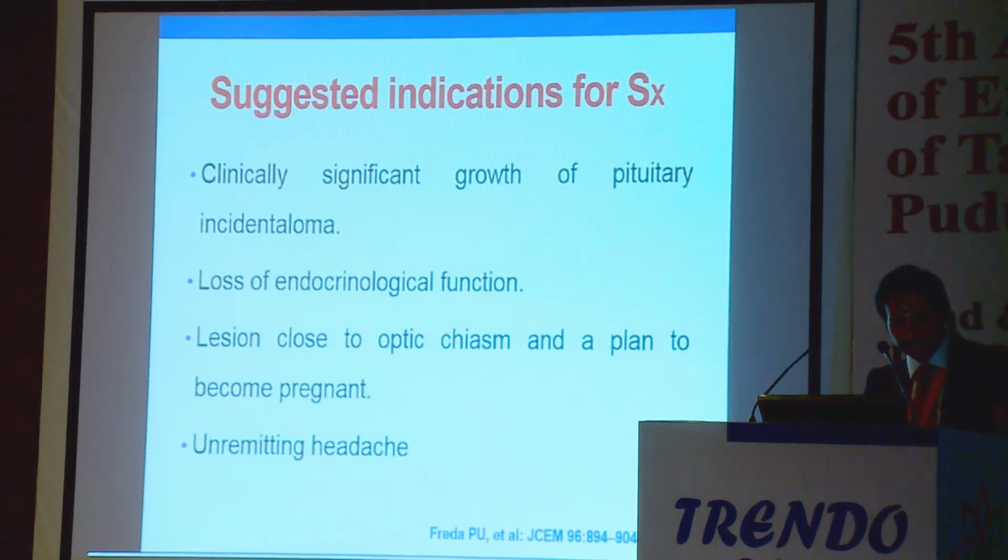And these are the indications for which surgery has been suggested: clinically significant growth of the pituitary incidentaloma, loss of endocrine function, lesion close to the optic chiasma, a concomitant plan on the patient's part to become pregnant, and unremitting headache. These are suggested indications for surgery for incidentaloma.